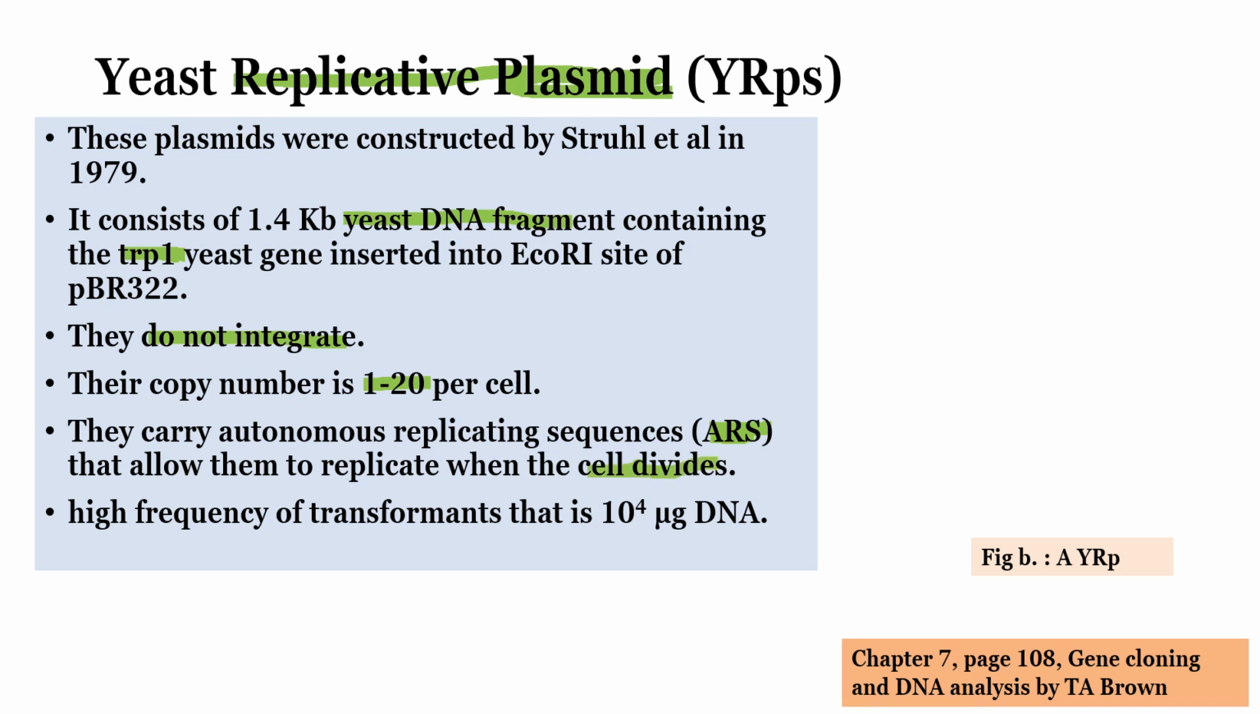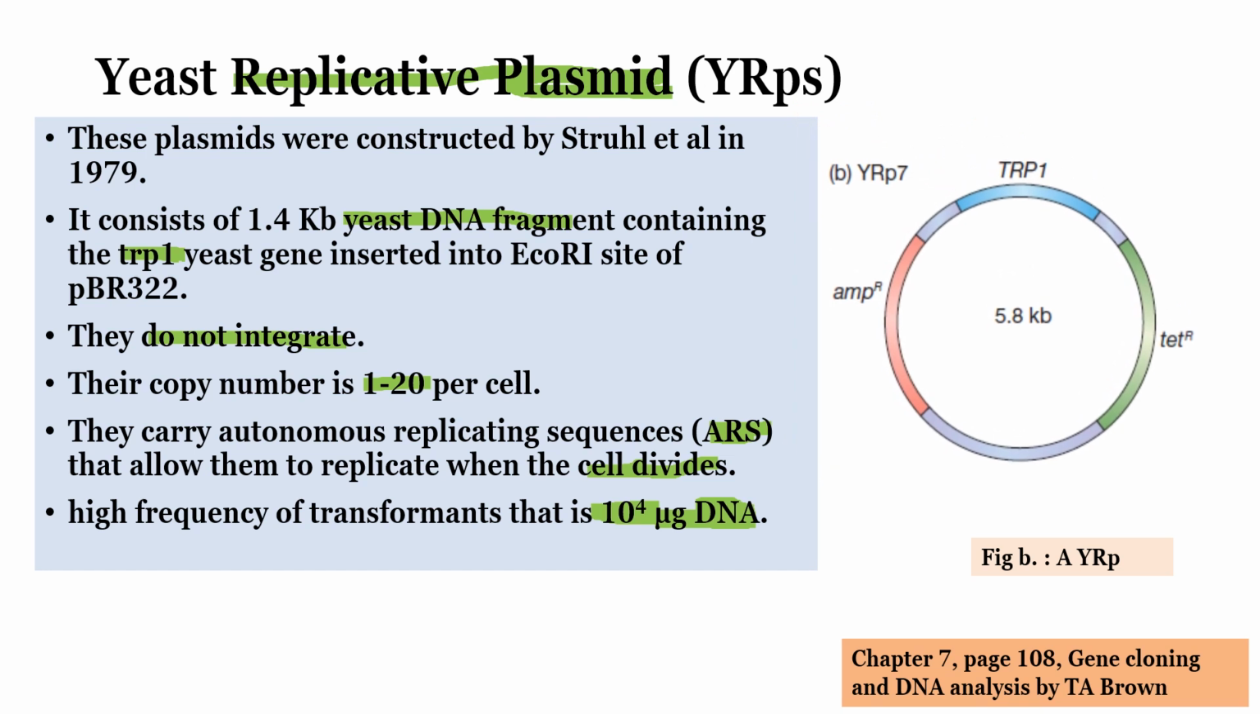Their transformation efficiency is really high, a high frequency of transformation, that is 10 to the power 4 per microgram of DNA. It is high compared to the other plasmid, but we will see another plasmid which has a higher transformation frequency than this one. Now let's see a typical yeast replicative plasmid.